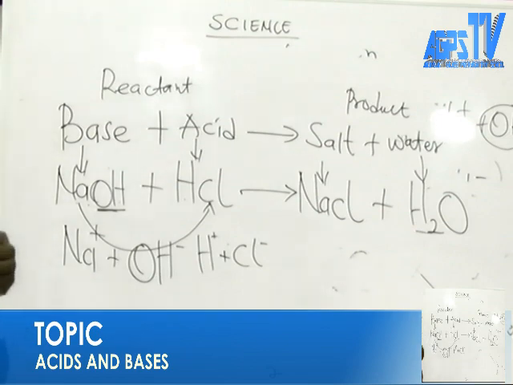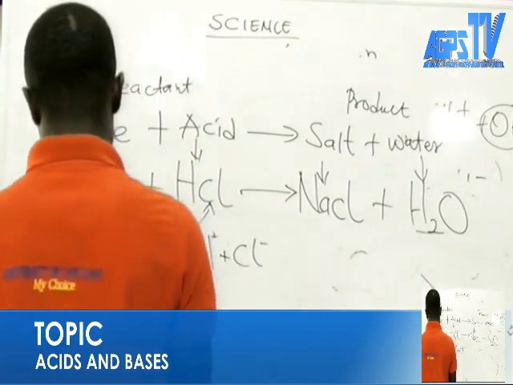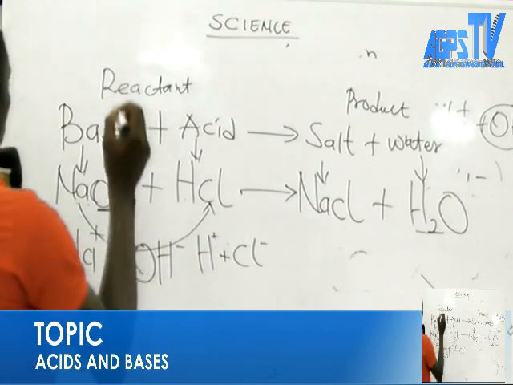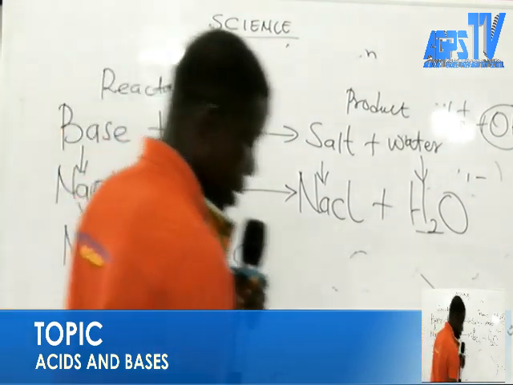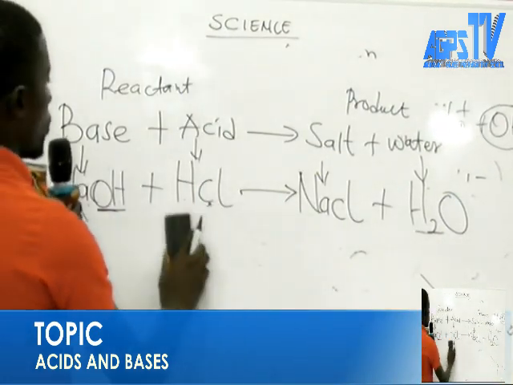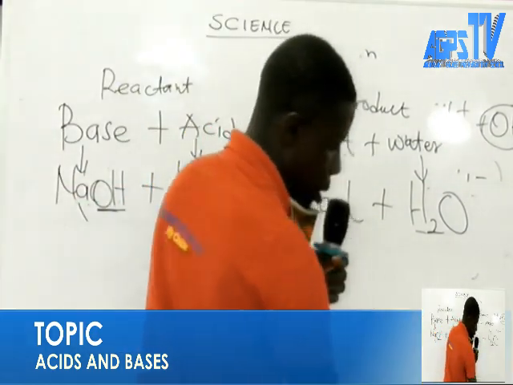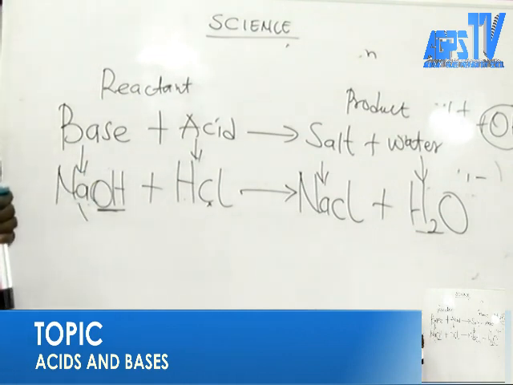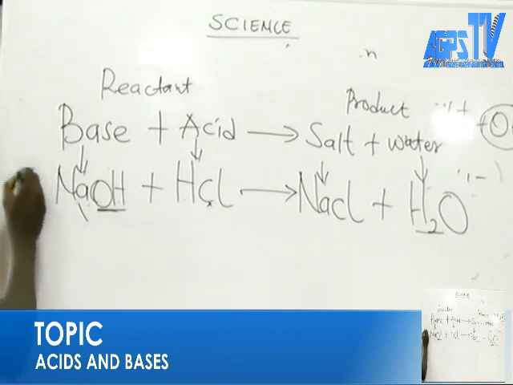Now, another important property, and I want you to take note of that. Now we have a base. A base reacts with what? Acid to produce salt and water. This kind of reaction is known as a neutralization reaction. They normally ask this question, so this property is very important. Take note of this property.